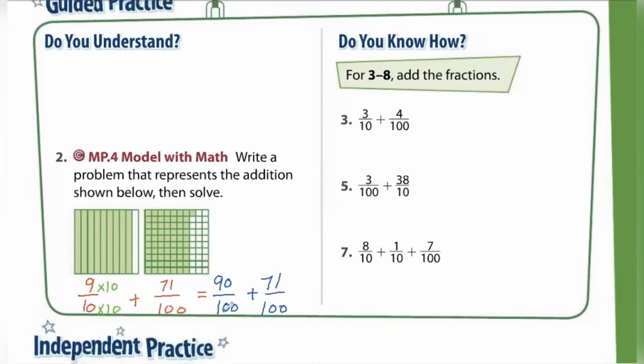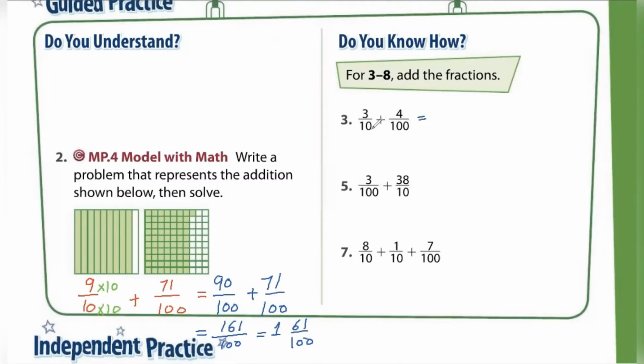What did we do here, teacher? We just made the same denominator. 90 plus 71 will be 161 out of 100. What do we have here? We have an improper fraction. We have to convert it into a mixed number. How many hundreds in 161? Only 100, and the remainder is 61. Put the 100 place here in the whole part, and the tens and the ones over 100.